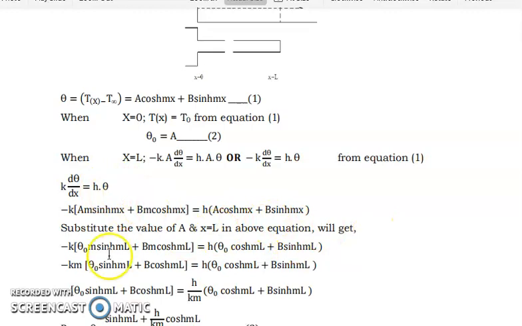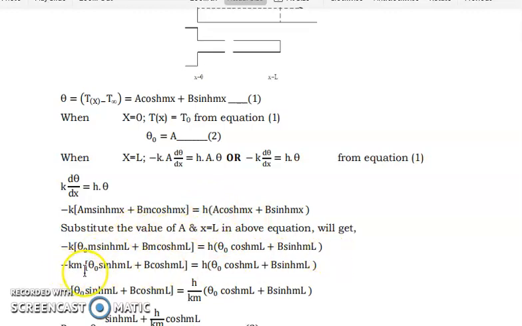So substitute, we will get that minus k. A is nothing but theta naught. So m sinh(mx) plus b m cosh(ml) is equal to h into theta naught cosh(ml) plus b sinh(ml). Just we can put that where there is an x, we can put x is equal to L. Where there is an a, we can put theta naught.